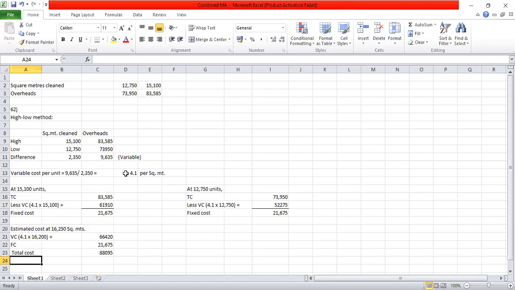Then deducting this variable cost from the total cost at any given activity level, we arrive at the fixed cost. So once the variable cost per unit and the total fixed cost are known, we will be able to estimate the total cost at any activity level. So that is the method. Please practice if you come across any such questions.